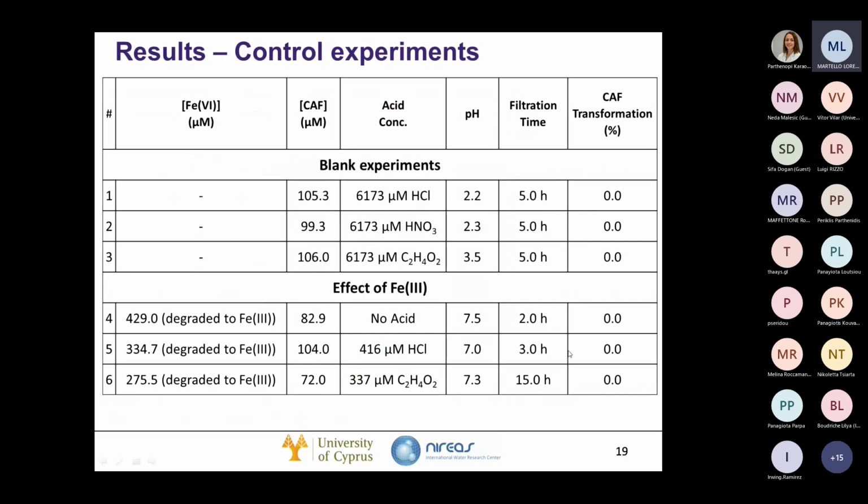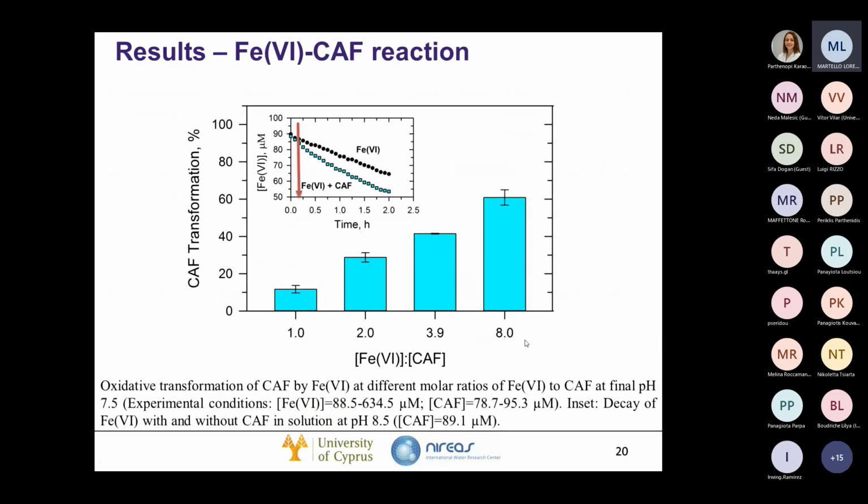So after doing all these control experiments, we knew that there is no interaction between caffeine and acid. We knew that the iron 3 formed at the end of the reaction also had no role in enhancing the oxidation of caffeine. But still, we had the question why, in our kinetic studies, this is the figure that I showed at the beginning, the initial rate was different. Then we repeated this experiment and let the reaction run for a longer time, and we saw what can be seen at the right-hand side of the red arrow, which is a differentiation between the decay of iron 6 in the absence versus the presence of caffeine.